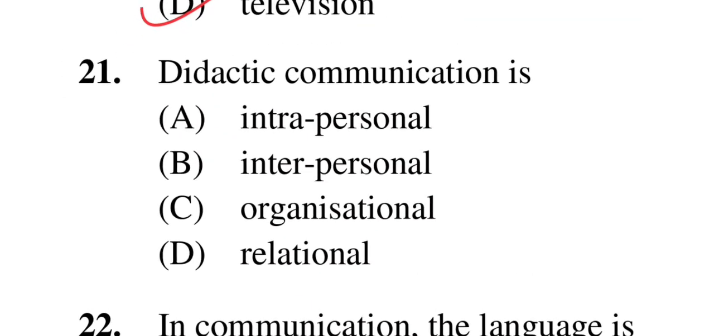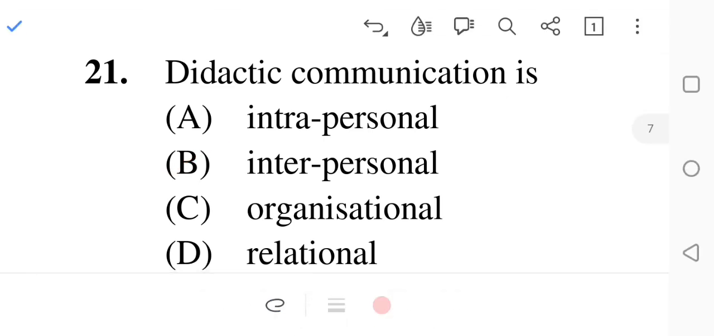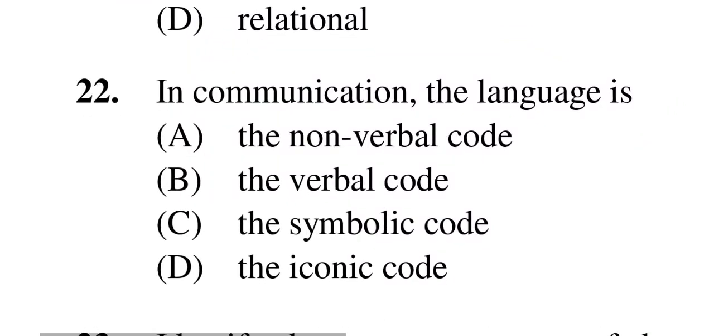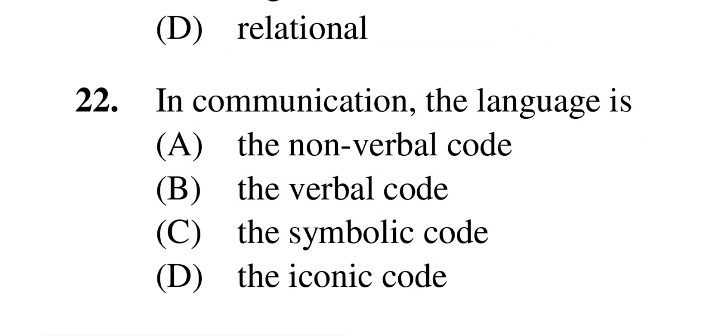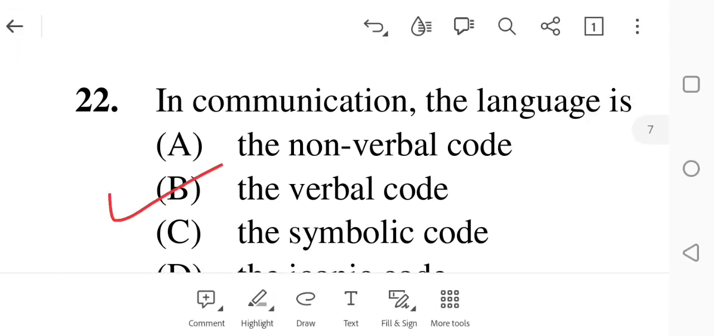Number 21, didactic communication is what? Intrapersonal, interpersonal, organizational, relational. So didactic communication is B, interpersonal. Number B is the correct answer. Let us move on. Number 22, in communication, the language is what? The non-verbal code, the verbal code, the symbolic code, the iconic code. Number 22, in communication, the language is B, the verbal code. Okay, language is the verbal code.